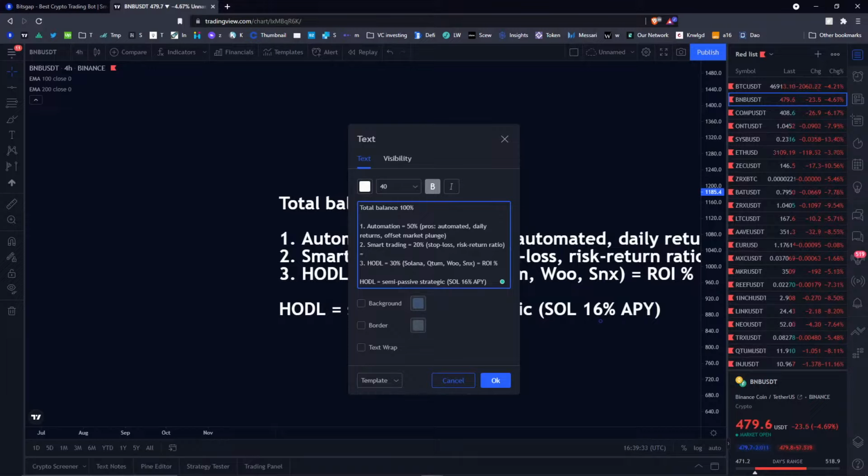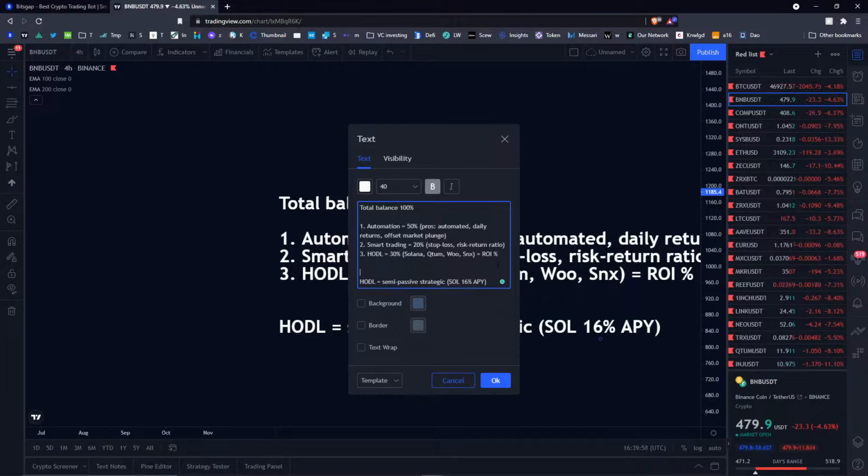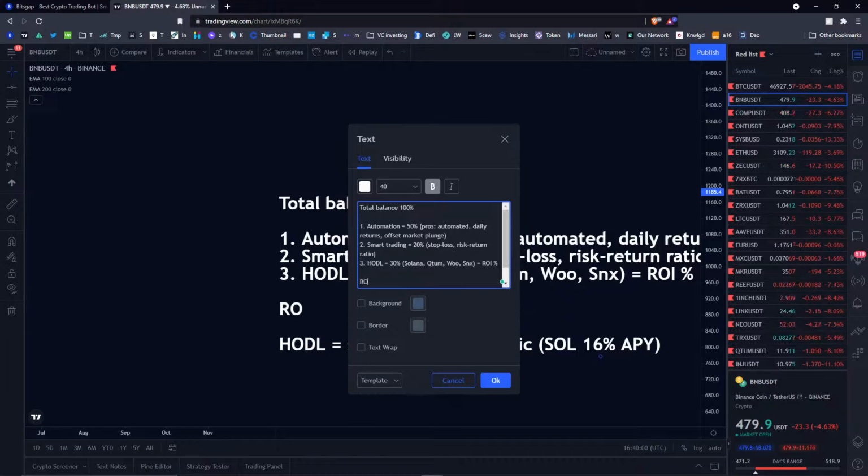Let's say you are very bad at smart trading, you are very bad at manual trading. So at least you have HODL strategy and automated strategy that will offset this negative ROI that you got from smart trading. So that's the thing about the diversification, is that one strategy can offset the negative value of other strategies. But the ultimate goal is to make sure that all of these 3 strategies in overall bring you money, okay?